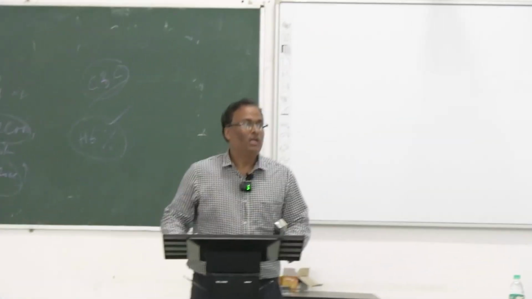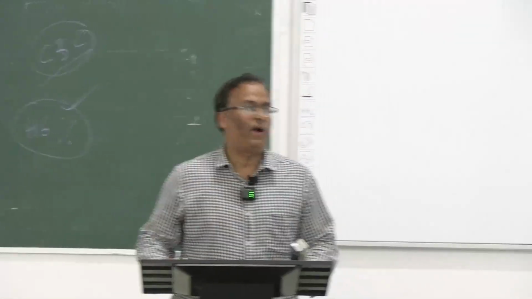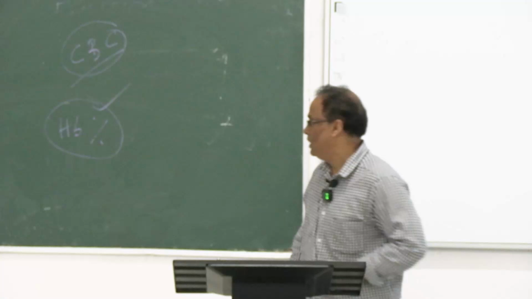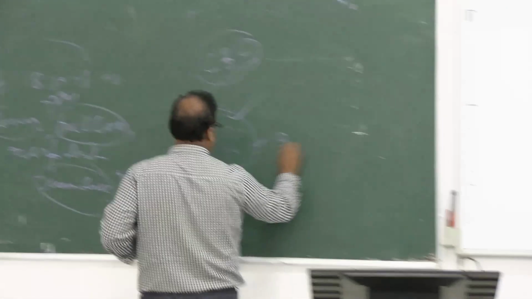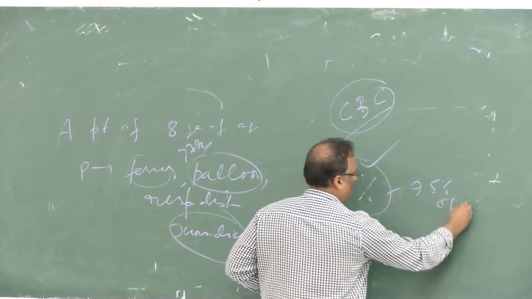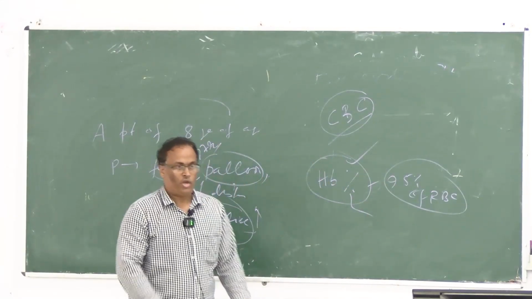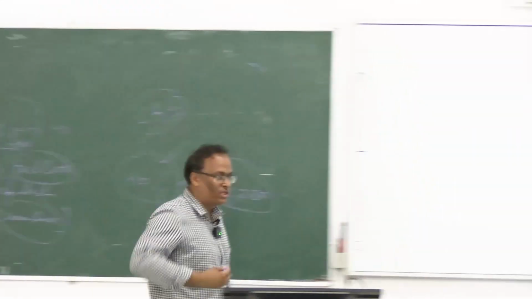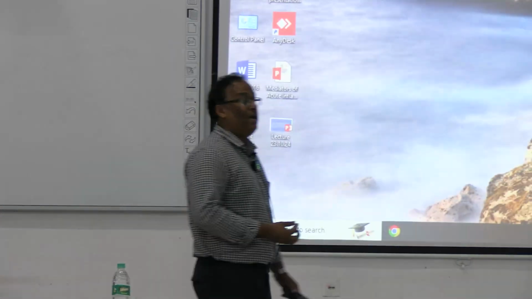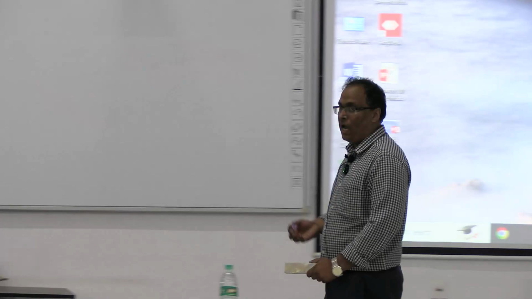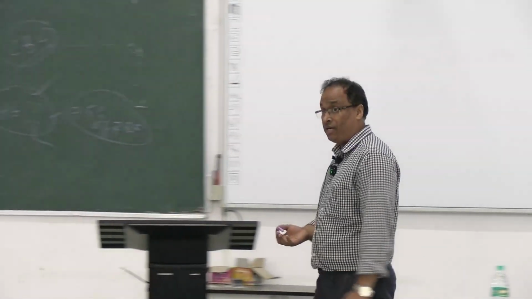Within the RBC, the composition of RBC, I will tell you when RBC is taught, heme and globin, that means hemoglobin is there. 95% of the constituents of the RBC is hemoglobin. So you have to understand the hemoglobin structure, hemoglobin function. Its function is mainly that hemoglobin carries oxygen as well as carbon dioxide.